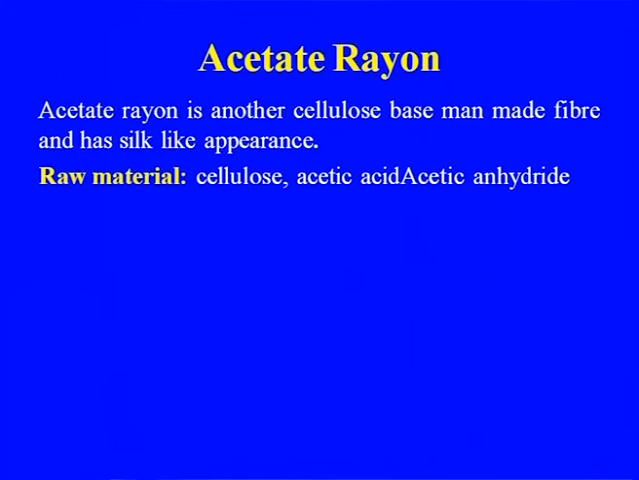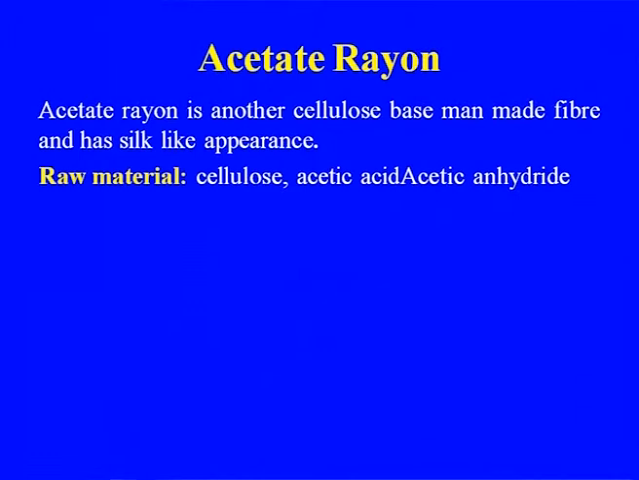Now, this was about the viscose rayon. As I told you, viscose rayon is one of the very important parts of synthetic fiber which we are using in our daily life. Another type of rayon which was produced earlier was the acetate rayon, which has a silk-like appearance. We used to call it synthetic silk. Acetate rayon is another cellulose-based man-made fiber and has a silk-like appearance.